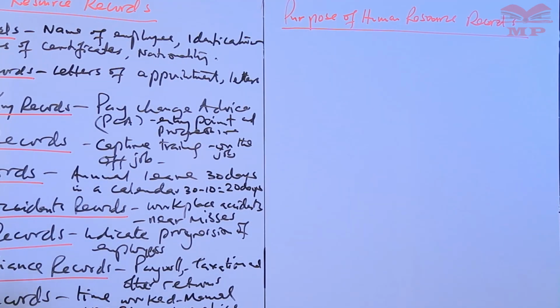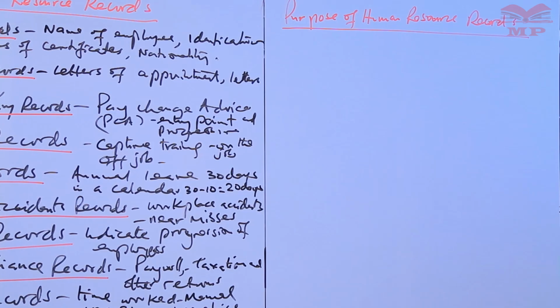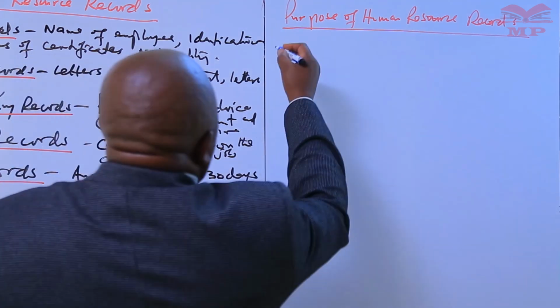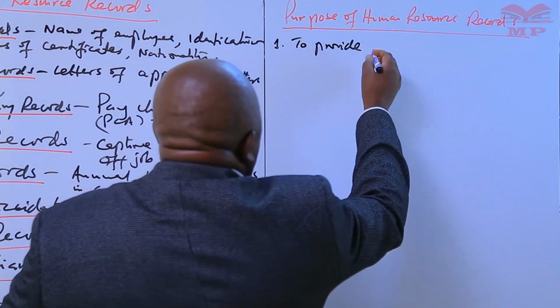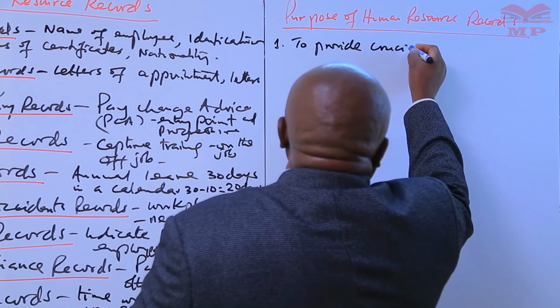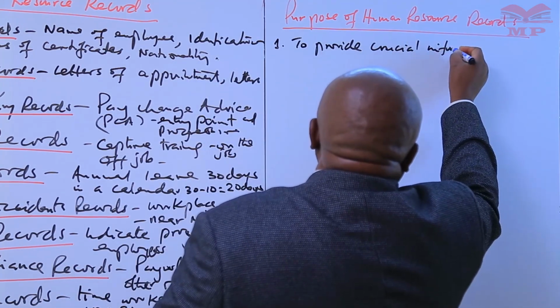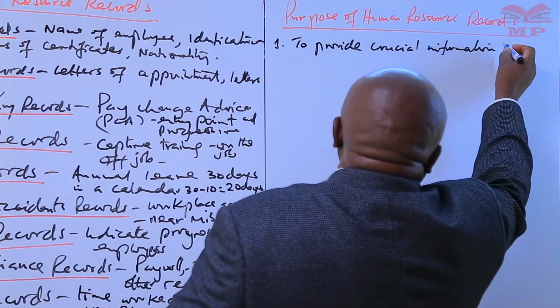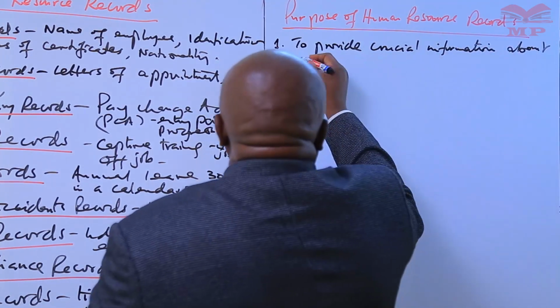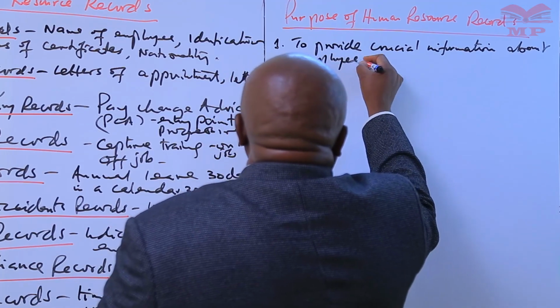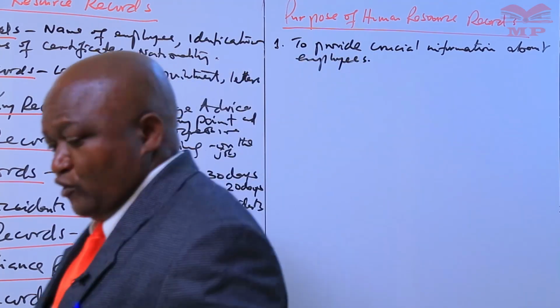So one of them, like we have just indicated, you may have personal records. Okay, so these personal records, one, to provide crucial information about employees. Crucial information about employees. Now, what do you mean by this?